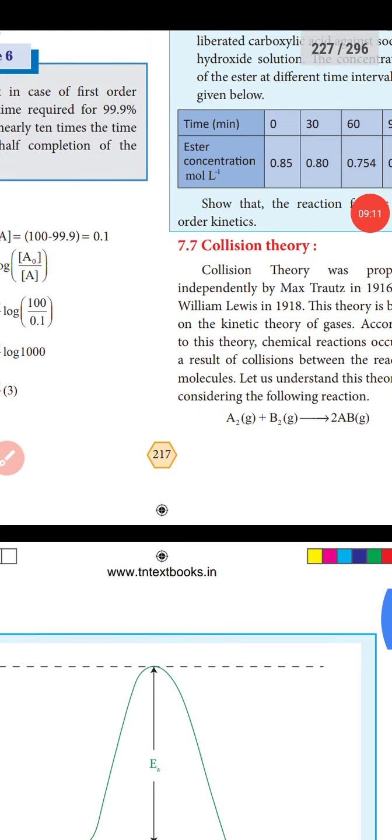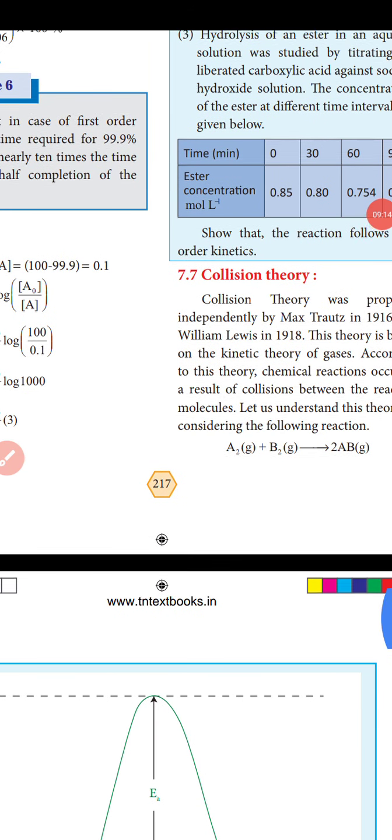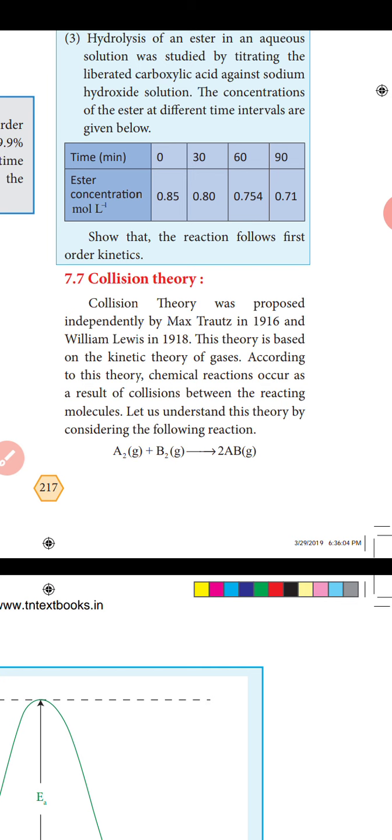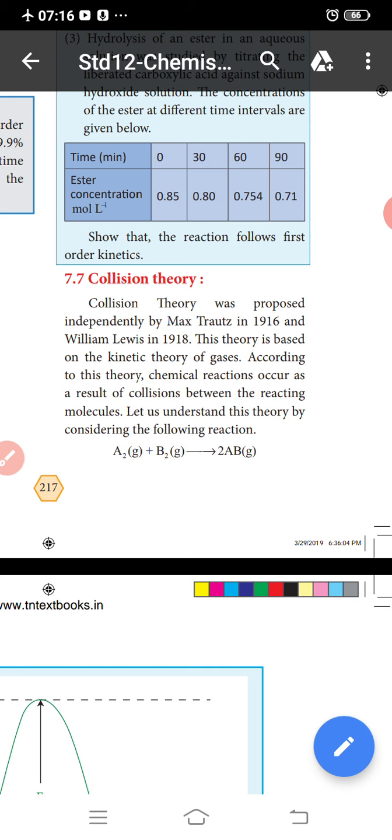The second one, continuation: collision theory. Collision theory was proposed independently by Max Trautz in 1916 and William Lewis in 1918. This theory is based on the kinetic theory of gases. According to this theory, chemical reactions occur as a result of collisions between the reacting molecules. Let us understand this theory by considering the following reaction: A2 added to B2 reacts to give 2AB.